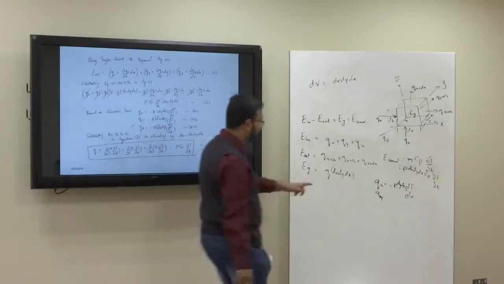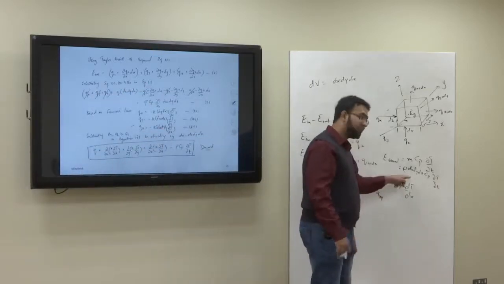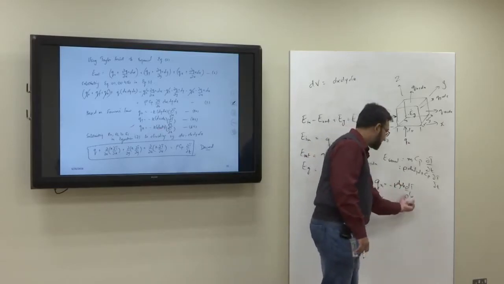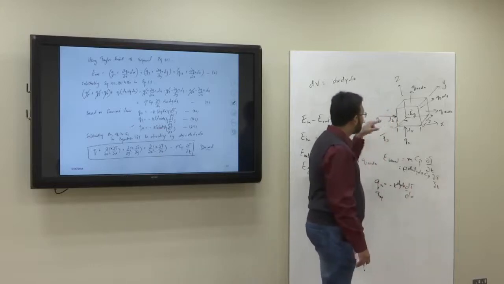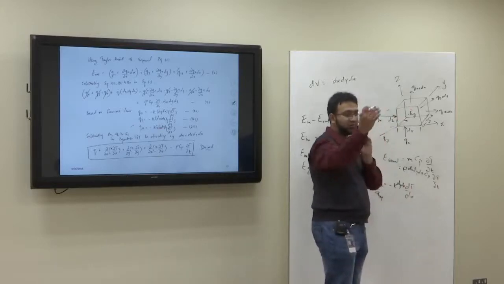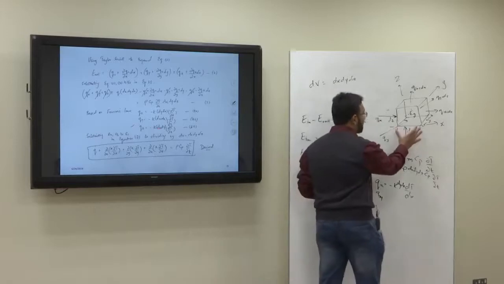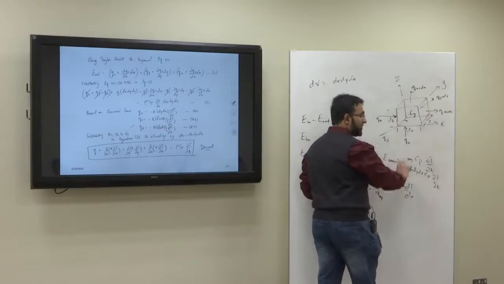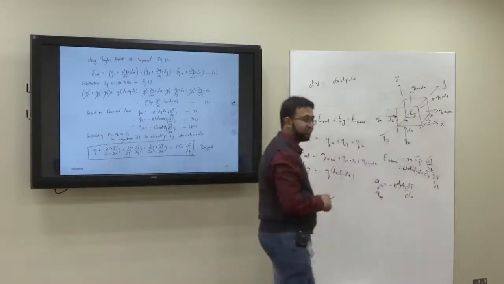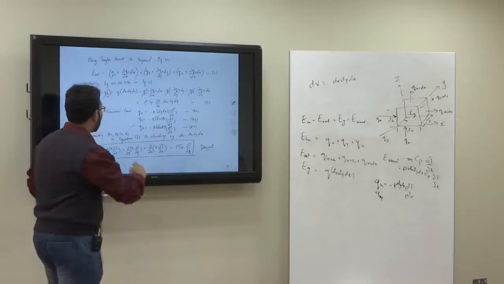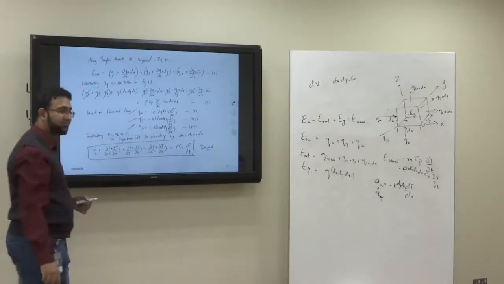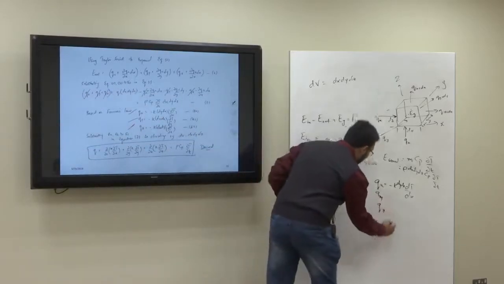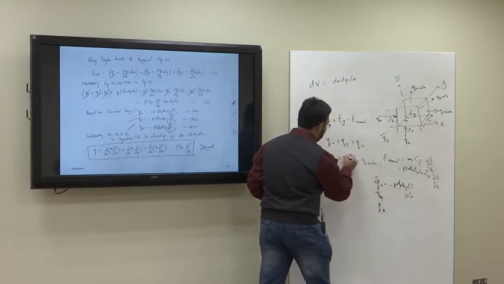And for qx it is dou T by dou x, for qy it will be dou T by dou y, for qz it will be dou T by dou z, because this dx, dy, dz is the distance across which heat is flowing. If it is flowing in x direction, it flows a distance of dx. If in y direction, a distance of dy. If in z direction, a distance of dz. Is it clear? So we have now qx, qy, qz. We can substitute these values here.